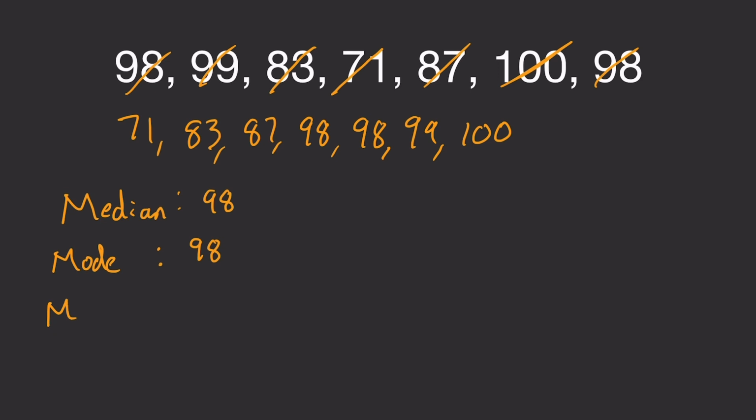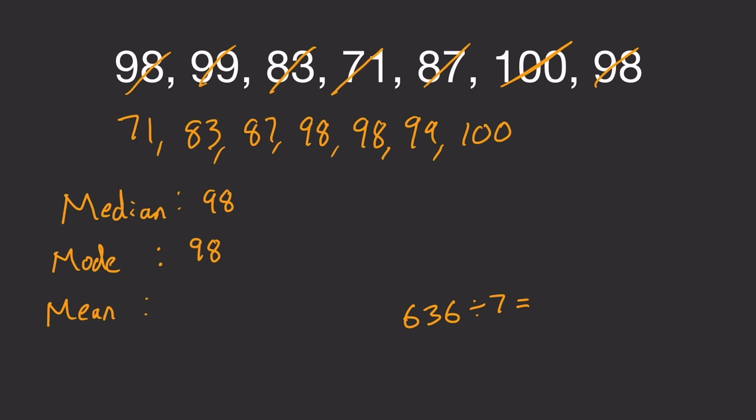Next, I think I can find my mean. And my mean, I'm going to do that by adding up all these numbers together here. So I'm going to add the 71 plus 83 plus 87 plus 98 plus 98 plus 99 plus 100, and that is going to give me 636. Once I know that 636, I can divide it by the total number in the data set, which in this case is 7.